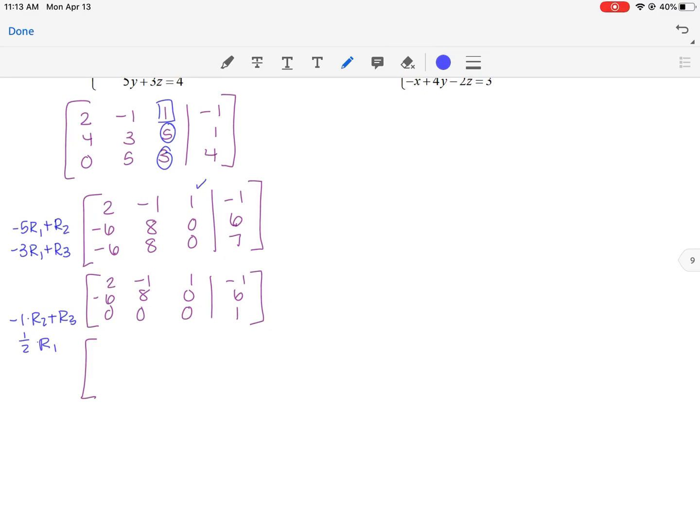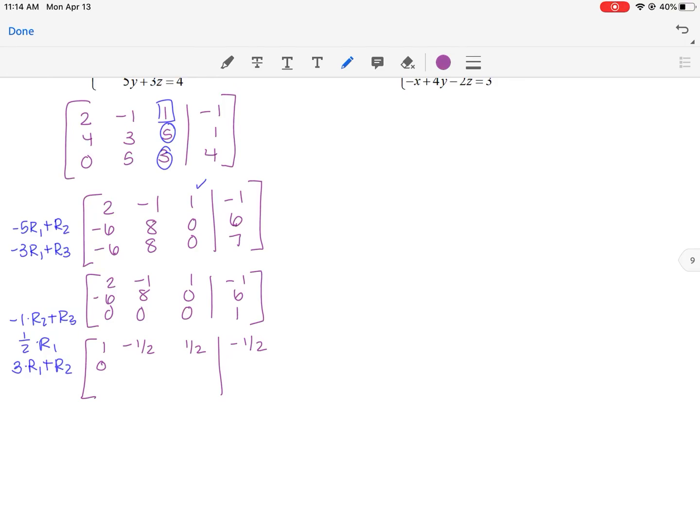Actually, yeah, I can do that. So we're going to do 1/2 times row 1. And then I'm actually going to make it cancel out with the one below it. I'm going to do 3 times row 1 added to row 2. I'm going to do 2 steps at once here. Okay, so this would be 1, -1/2, and 1/2.